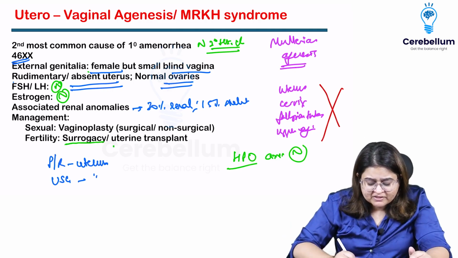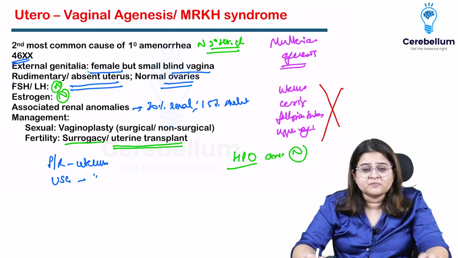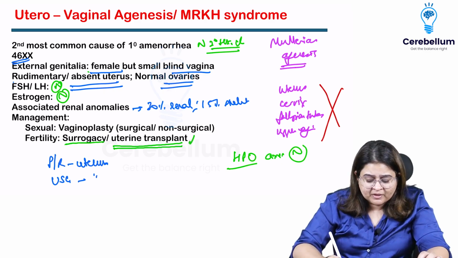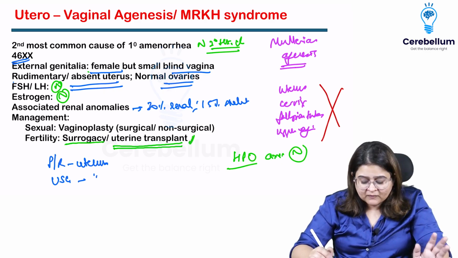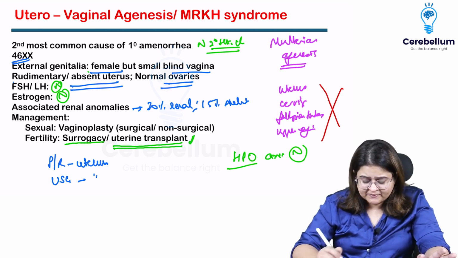But MRKH is now a known indication for something called uterine transplant. In the past 5 to 6 years, several have been done the world over. Several have been done in India also. So it's now an upcoming possibility, although it is done in only 1 or 2 centers in India, and it is quite expensive.